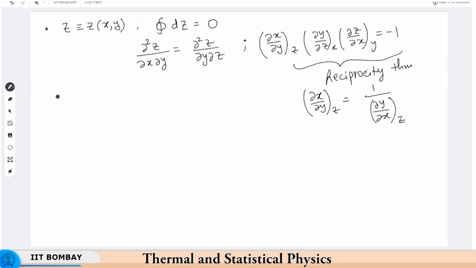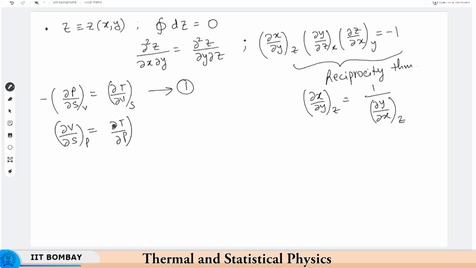Using some of these properties, especially this one, we derived a set of 4 Maxwell's relationships, which looked as follows. The first one was minus del p by del s at constant v equals del t by del v at constant s. The second one was del v by del s at constant p equals del t by del p at constant s. This was derived from the first law of thermodynamics, essentially the internal energy being a function of natural variables s and v. The second one was enthalpy, where the natural variables are s and p.